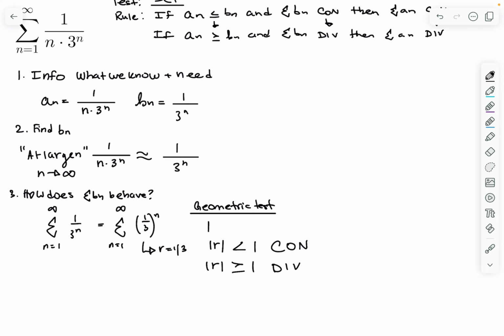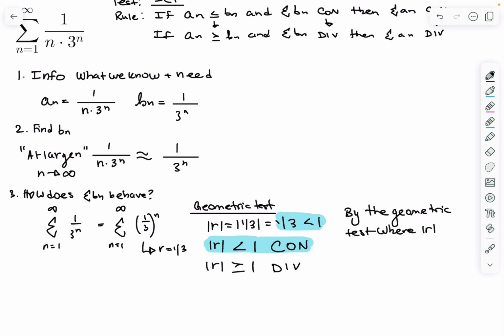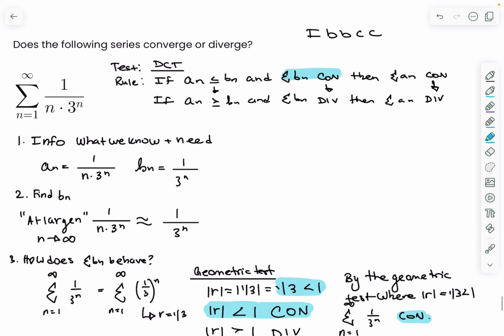And so in this case, the absolute value of r is equal to still 1/3, which we know is less than 1 because you have 1 and it's being divided into smaller pieces. So therefore, this series converges. So by the geometric test, where the absolute value of r is equal to 1/3, which is less than 1, the series B of n converges, meaning that this condition right here is met.